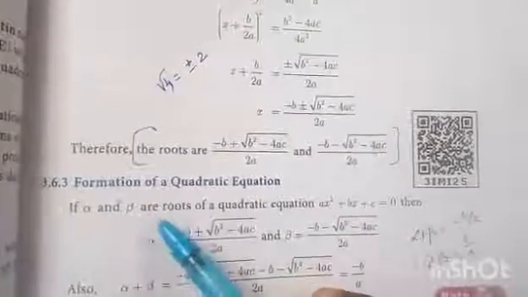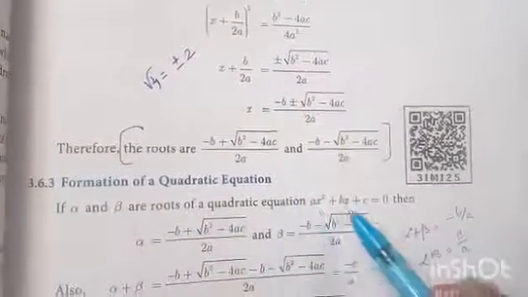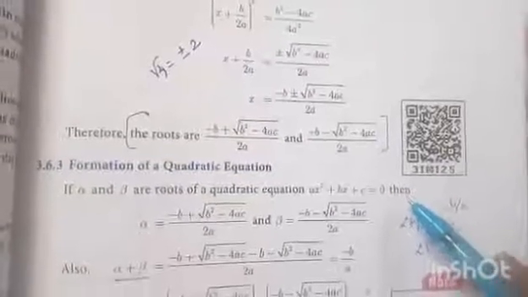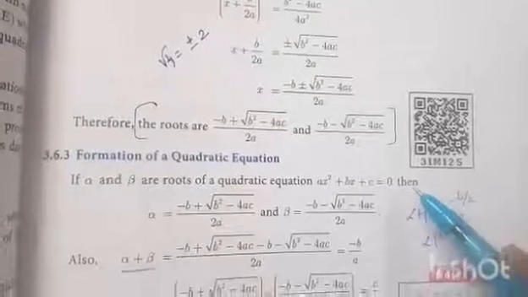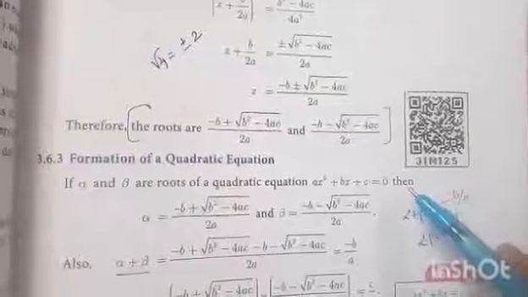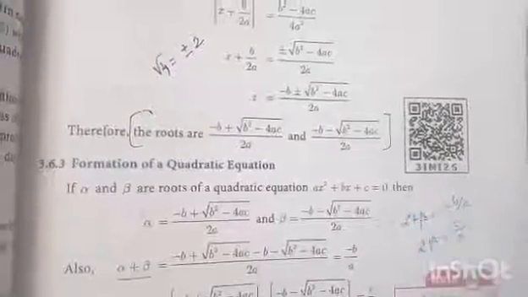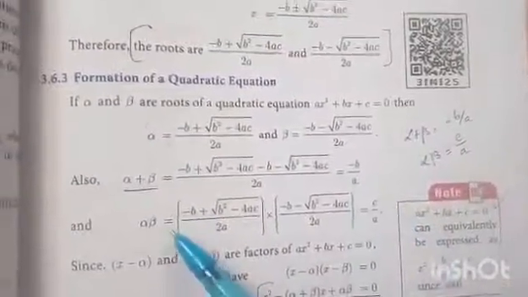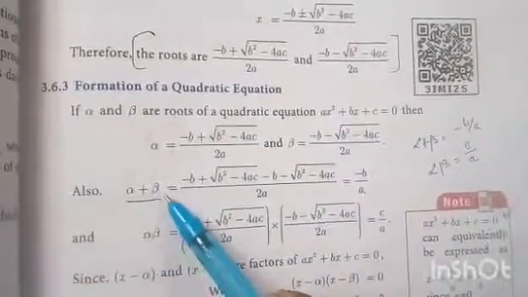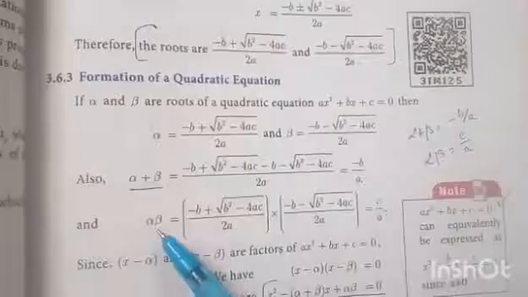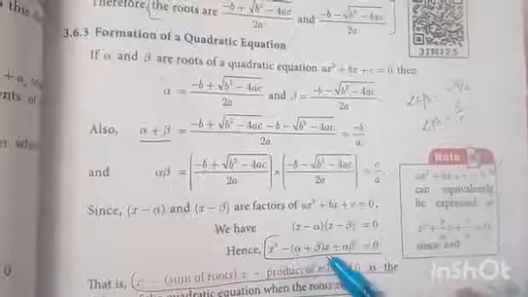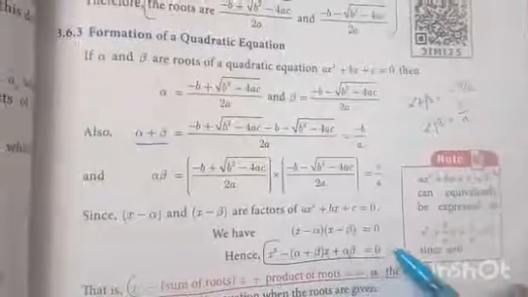Okay, if alpha and beta are the roots of the quadratic equation ax square plus bx plus c equal to 0, then how do we frame a quadratic equation? Suppose alpha and beta are given, how do you frame a quadratic equation? Alpha plus beta, the sum of two roots, is minus b by a. This is a formula. The product of two roots, alpha beta, is c by a. So that is x square minus (alpha plus beta) into x plus alpha beta equal to 0.